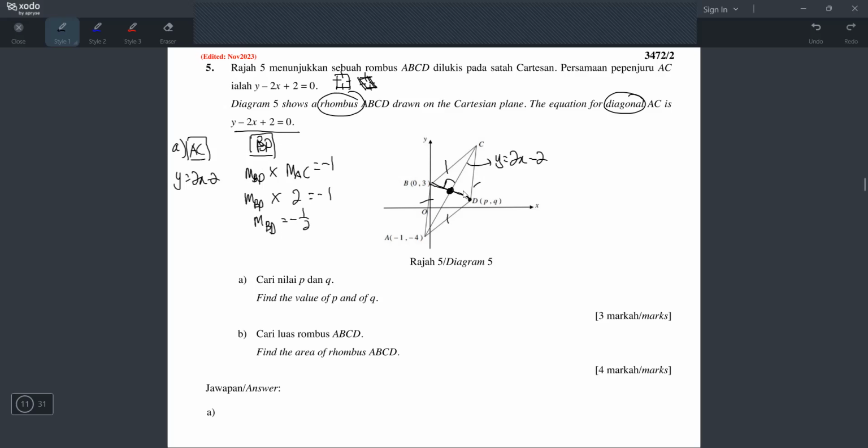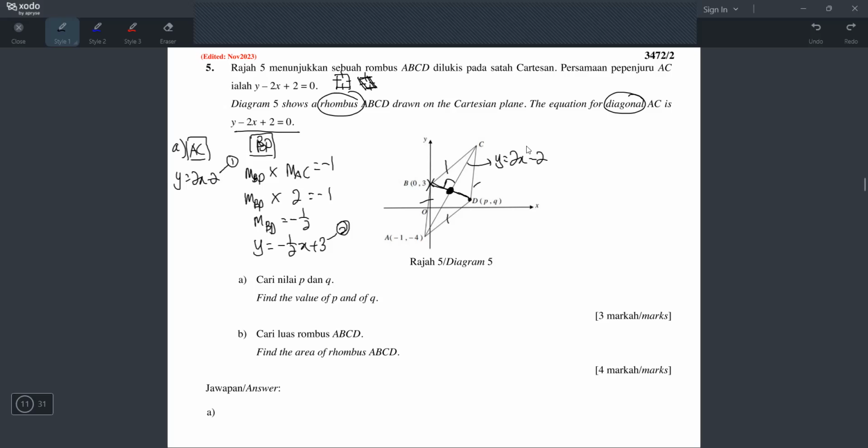But in order to find the equation of BD, I also need the y-intercept, which they give already. It's 3. So the BD equation will be y equals -1/2x plus 3. Okay? So what we do now is we will do simultaneous. This will be my equation 1, this will be my equation 2. Why do I do like that? Because I want to find the midpoint. Okay, because I can't find the midpoint using the midpoint formula. That's why I have to think of another way, which is by using simultaneous. Take this one, and do simultaneous because I'm finding the intersection point, right?